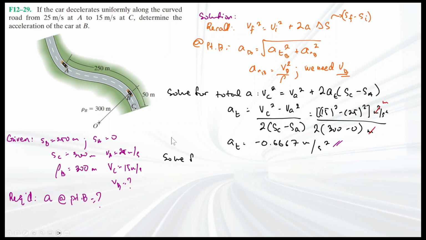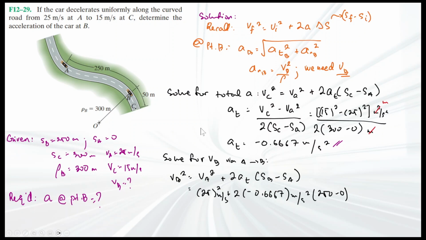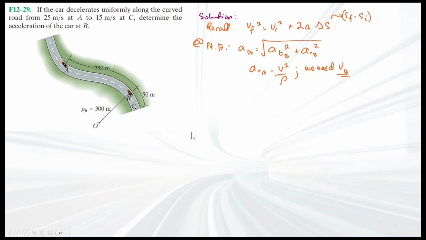As for our velocity, we can get that by going from A to B. So we can use the same equation: vB squared equals vA squared plus 2 at times sB minus sA. In this point A to point B, we're going to assume that the tangential acceleration is a constant acceleration as well. So we're able to determine vB as 17.0778 meters per second.